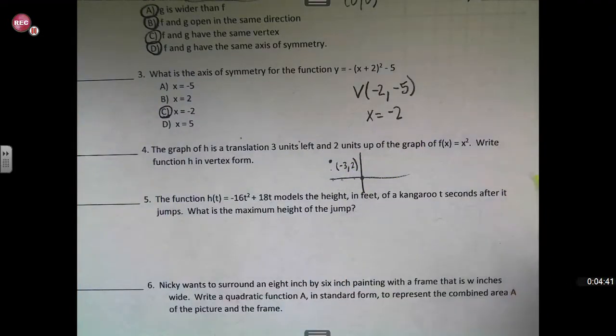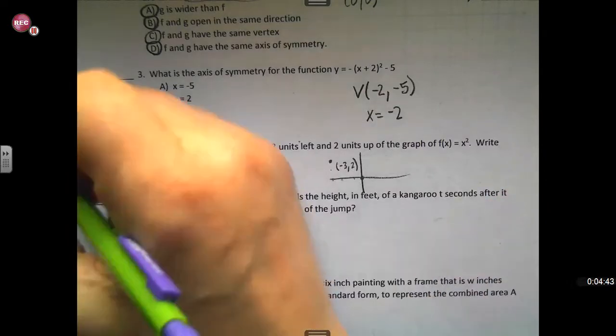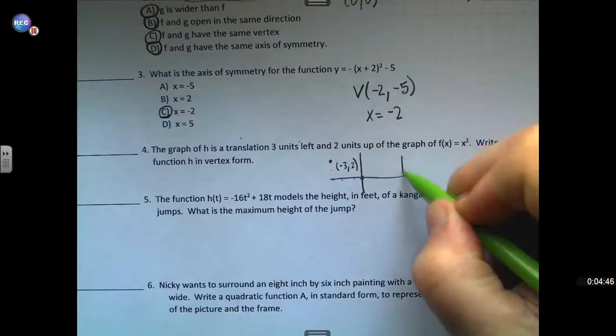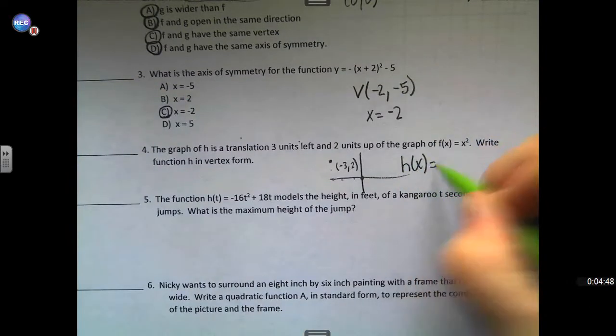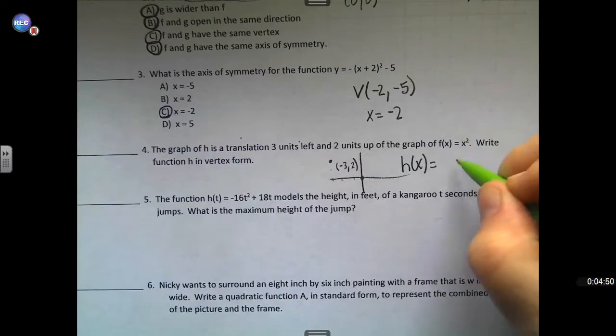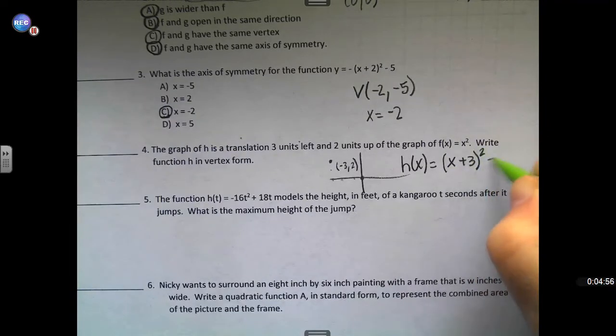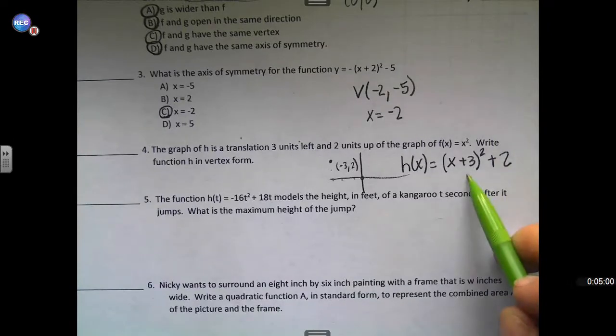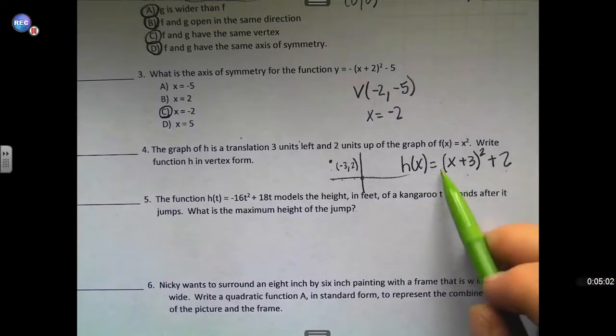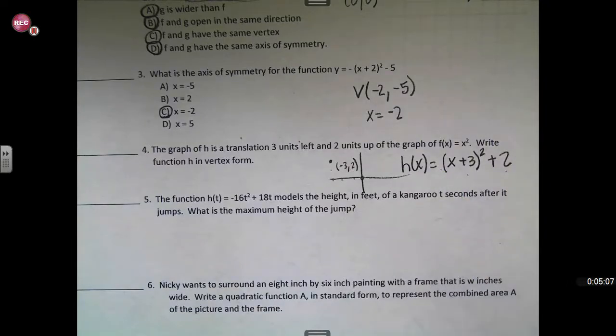which means the function h would be h of x equals x plus 3 quantity squared plus 2, because our vertex is -3, 2. And they didn't tell us to find a in this problem, so we're good with that.